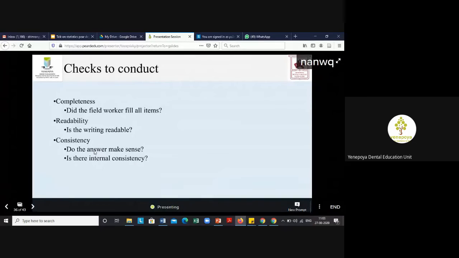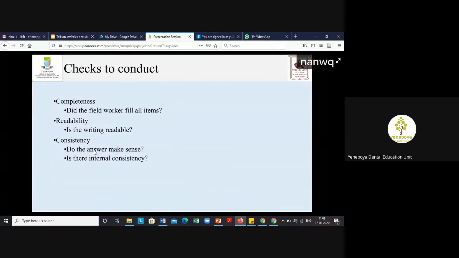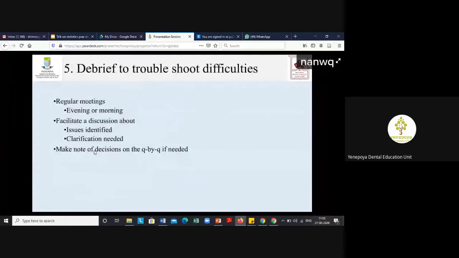Readability: it's about writing readable. Consistency: do the answers make sense? Is there an internal consistency? If anything is off, you can always change the questionnaire.